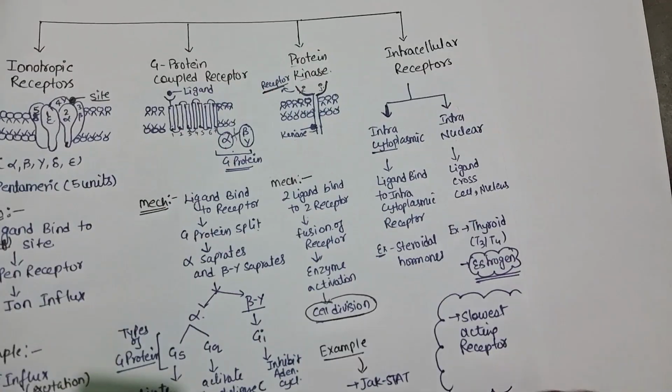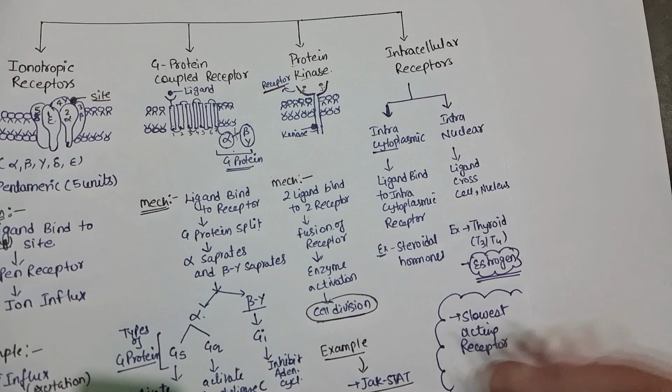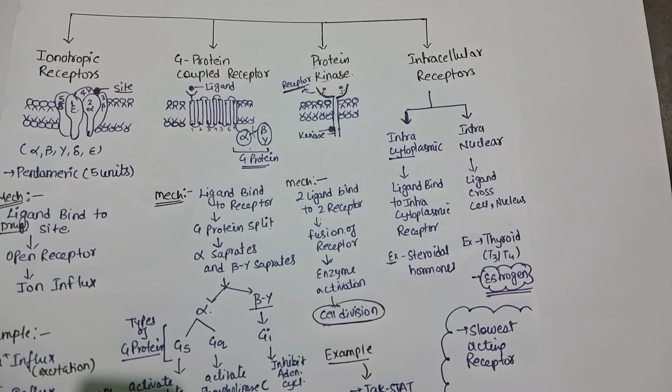First of all, examples: the JAK-STAT pathway and tyrosine kinase. These are all protein kinase receptor examples.